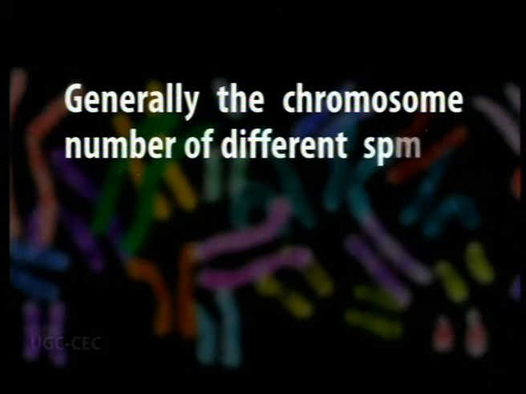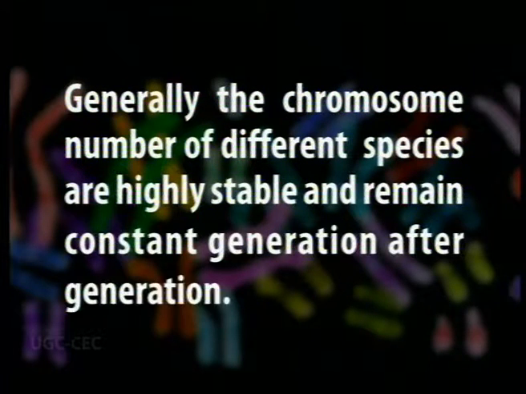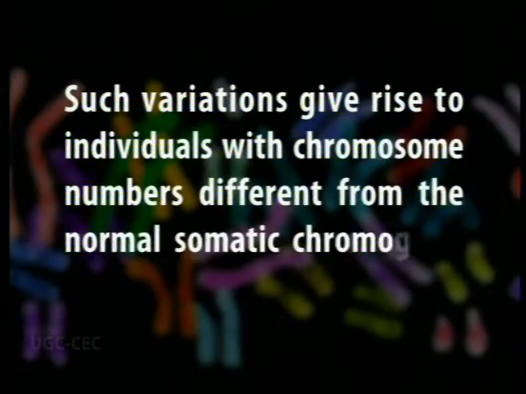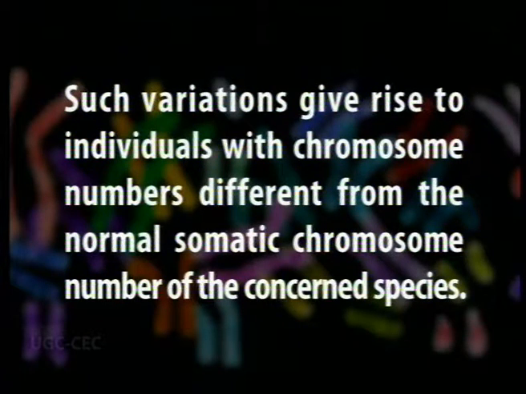Today's lecture is on aneuploidy. Generally, the chromosome number of different species remains constant generation after generation. However, rarely certain variations in chromosome number occur spontaneously or can also be induced. Such variations give rise to individuals with different chromosome number.